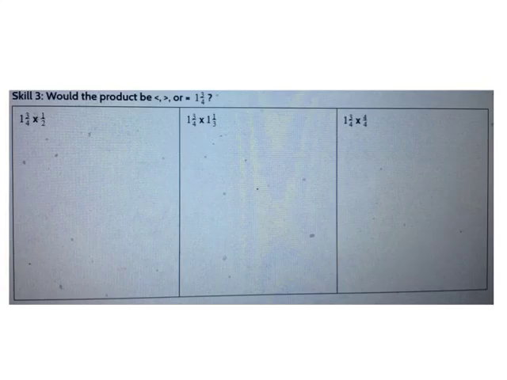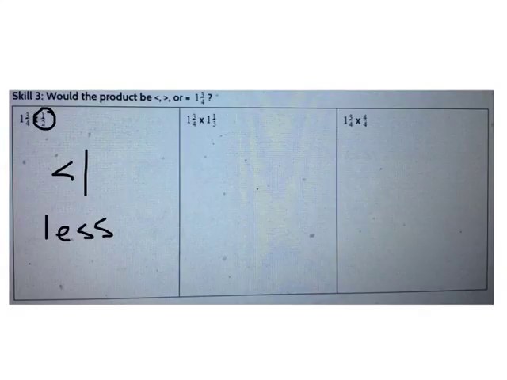We've also talked about multiplicative comparison when multiplying by fractions, mixed numbers, or fractions equal to 1. Would the product be greater than, less than, or equal to 1 3/4? 1 3/4 times 1/2. Is 1/2 greater than 1, less than 1, or equal to 1? It's a proper fraction, and proper fractions are less than 1. So that means that this would be less than 1 3/4.